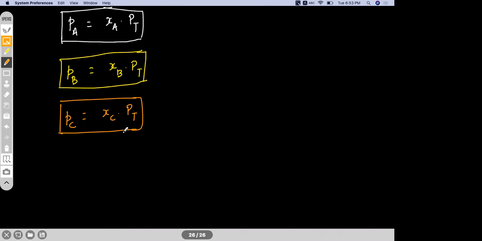See, one thing you can easily conclude here, because partial pressure depends upon the mole fraction, and mole fraction will be more when the number of moles is more. So the component which has the maximum number of moles will have the maximum partial pressure, and it will contribute the maximum to the total pressure of the gases.